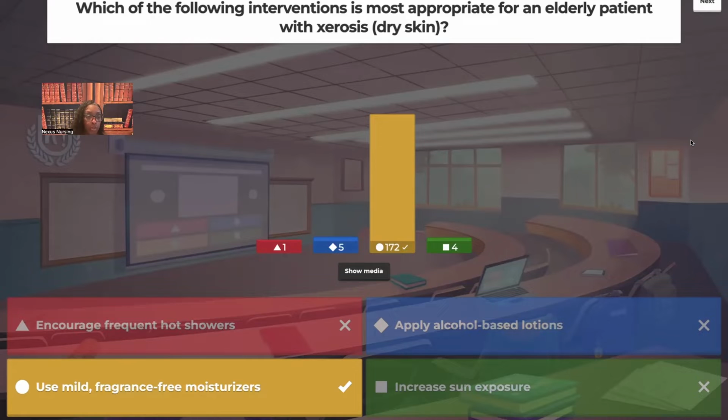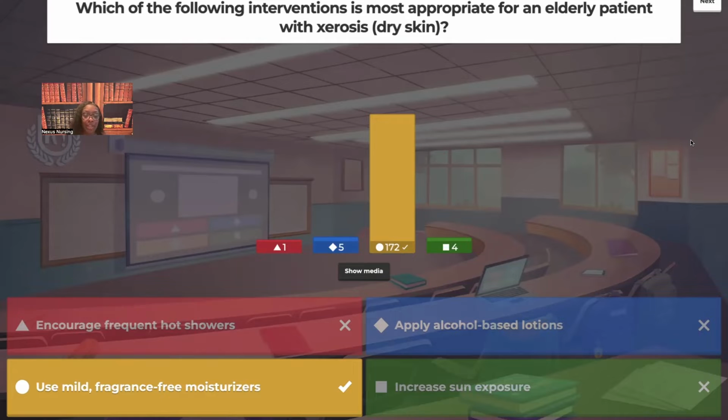Look at the wrong choices. One person said yes to encouraging frequent hot showers. We don't like hot anything on the patient because we don't want them to burn. That's number one, right? And then number two, guess what? Hot water is very drying to the skin. That's another reason we'd avoid that. Five people said yes to alcohol-based lotions, and I'm sure those five people that said yes, you're thinking of alcohol, kill bacteria. Alcohol is very drying. So if the patient already has xerosis, do we want to apply anything that would dry the skin even more? No.